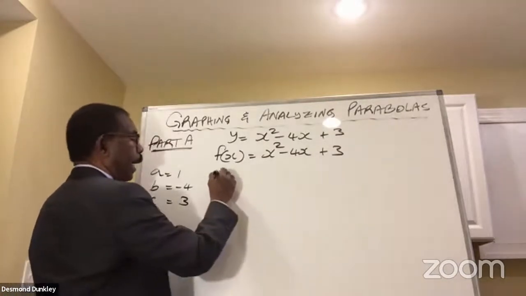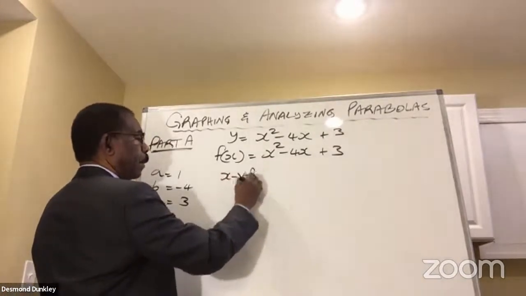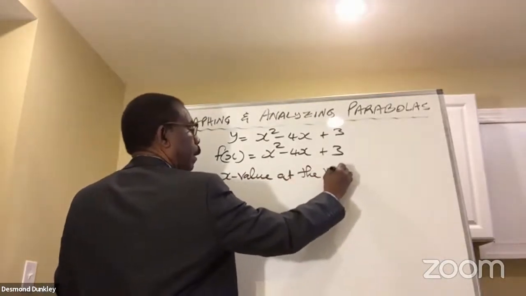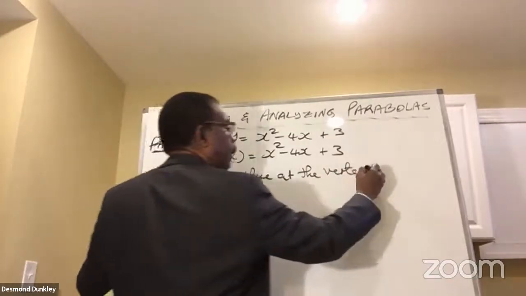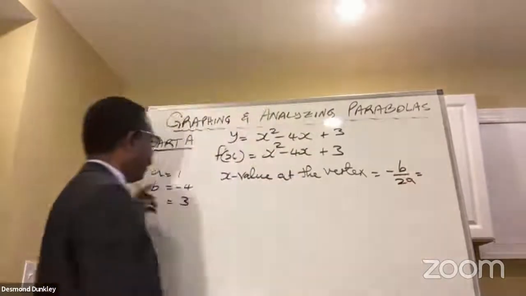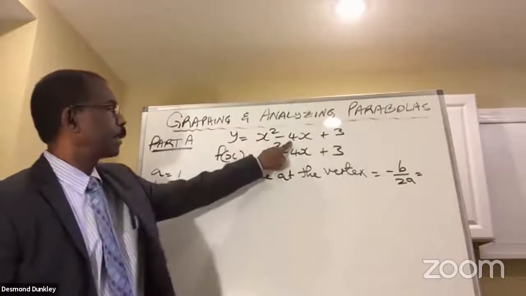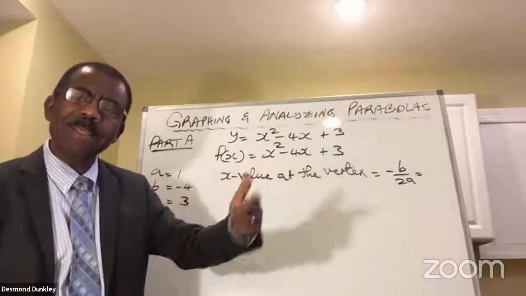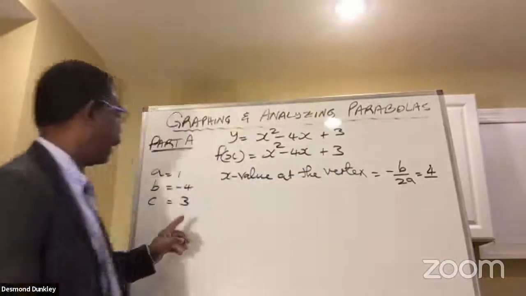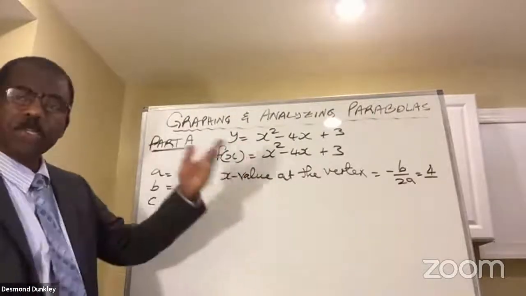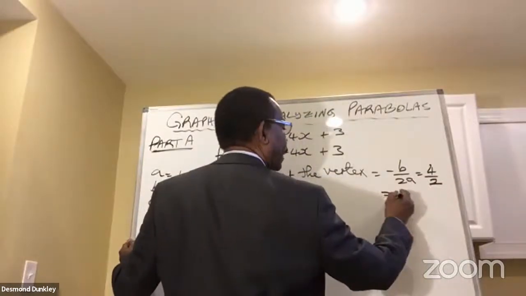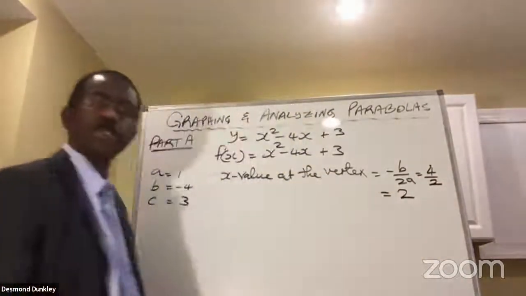So the x value at the vertex is equal to minus b over 2a. So what is b? b is negative 4. There it is. So what is minus b? It's going to be positive 4. What is a? a is 1. So what is 2a? 2 times 1 is 2. So the x value is 4 divided by 2, which is 2.